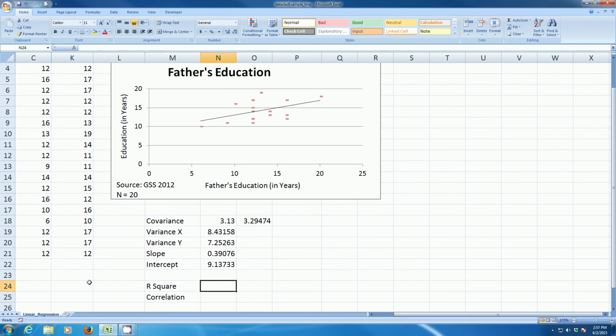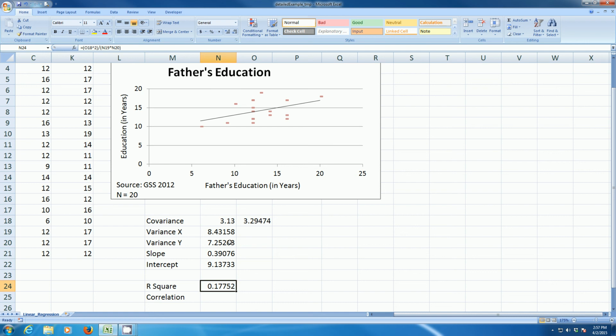Now we can calculate the R-square by taking the sample covariance, squaring it, making sure that we put it in parentheses, and dividing that value by the product of the variance of the independent variable and the variance of the dependent variable. And we get a value of about 0.177. Let's say, with rounding, 18%. So what does that mean exactly? Well, it tells us how much of the variance in the dependent variable is explained by the independent variable. So in this case, about 18% of the variance in education is explained by father's education.